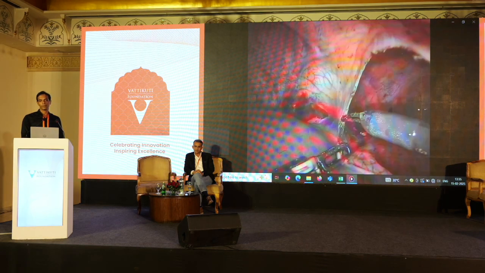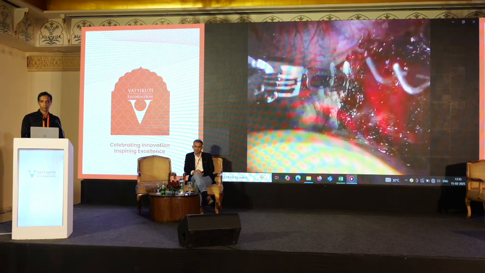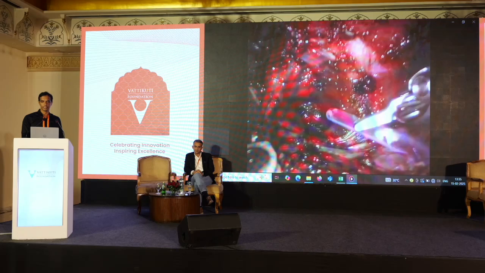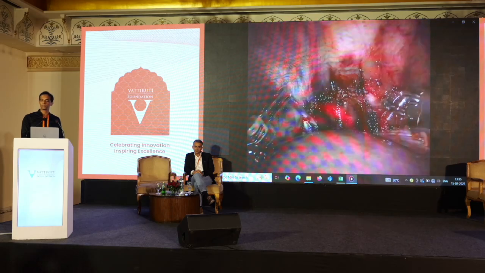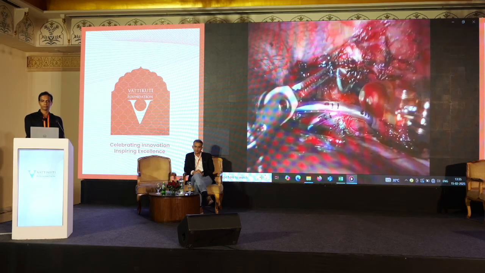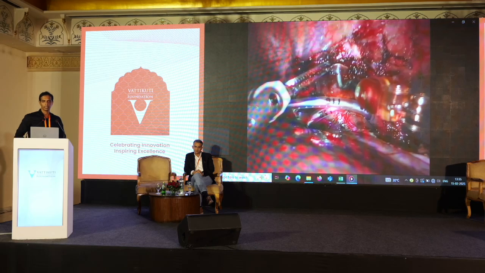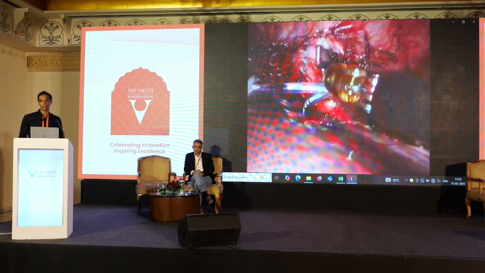The falciform ligament is incised for the liver mobilization. This is the suprahepatic IVC dissection. We are looping the suprahepatic IVC with the infant feeding tube. We double loop it and put a hemoclip there. If required, we dissect the central tendon, taking care not to injure the diaphragmatic vein.